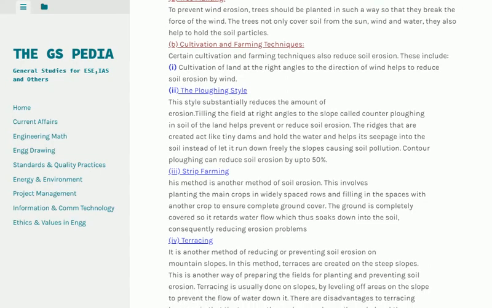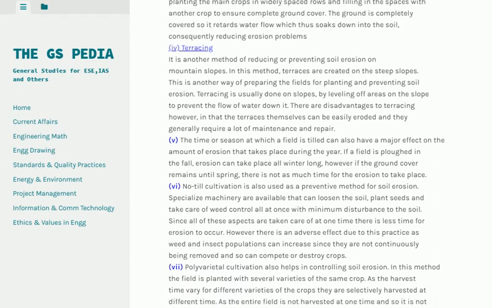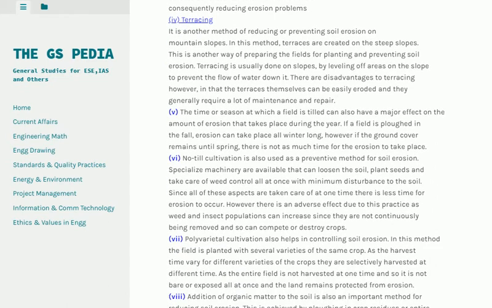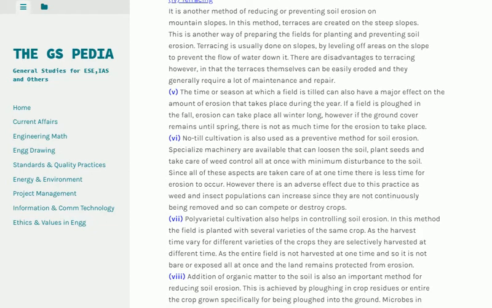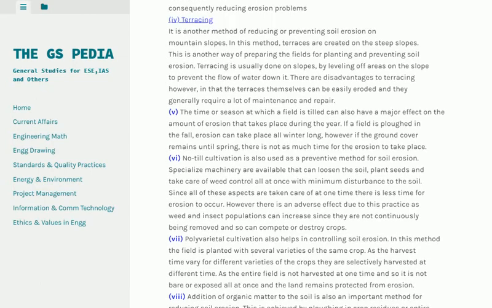4. Terracing. It is another method of reducing or preventing soil erosion on mountain slopes. In this method, terraces are created on the steep slopes. This is another way of preparing the fields for planting and preventing soil erosion. Terracing is usually done on slopes, by leveling off areas on the slope to prevent the flow of water down it. There are disadvantages to terracing, however, in that the terraces themselves can be easily eroded and they generally require a lot of maintenance and repair.